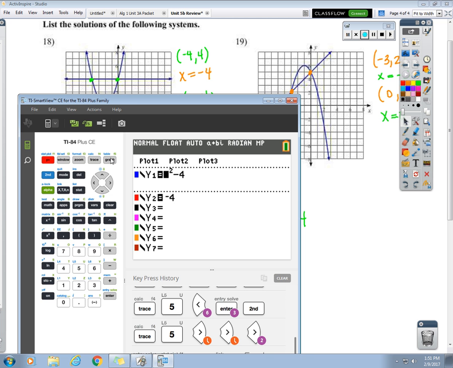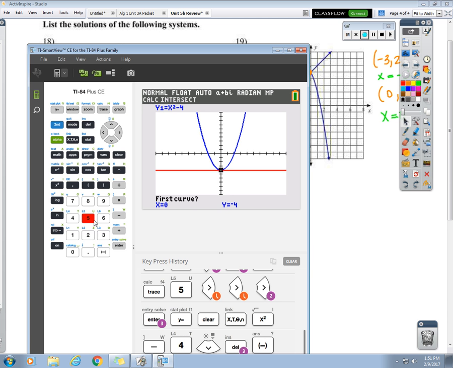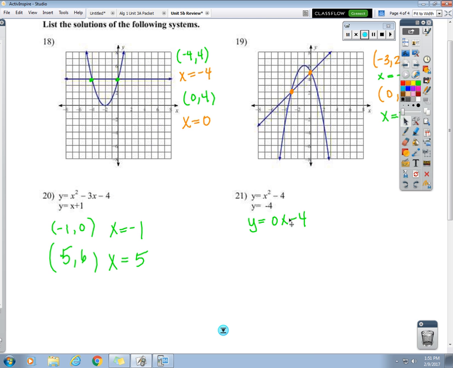First, let's find the solution. Okay, I'll fix it in a minute. You can see that it crosses at 0, negative 4, right? But just in case you're having trouble tomorrow, you hit second, trace, number 5, and then enter, enter, enter. 0, negative 4. Now remember, if they write that as an x value only, it'll just be x equals 0. Any questions?